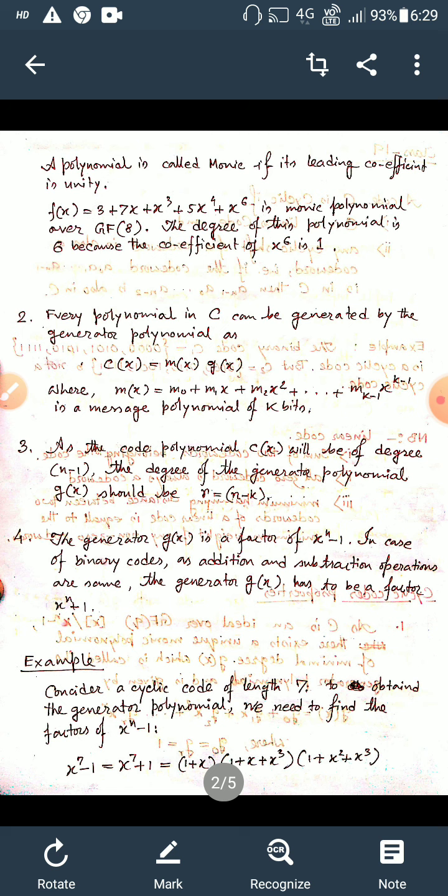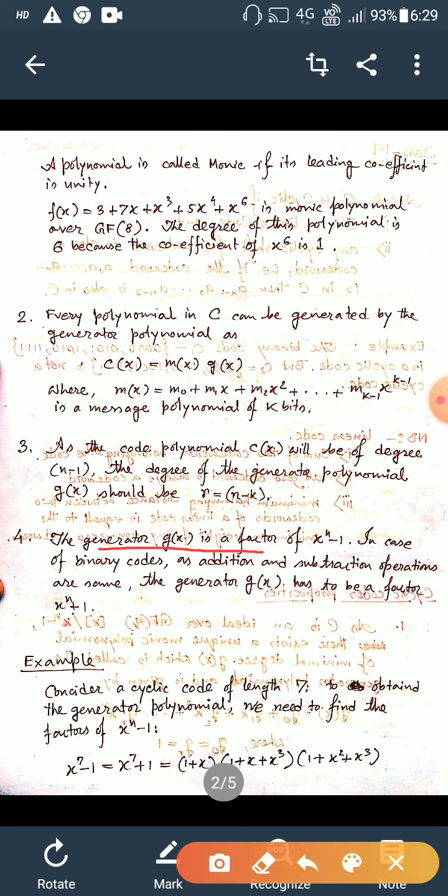So for the fourth part, again I repeat that the generator g(x) is a factor of x to the power of n minus 1 in case of binary code, as addition and subtraction operations are the same. The generator g(x) has to be a factor of x to the power of n plus 1. So both define the same thing.